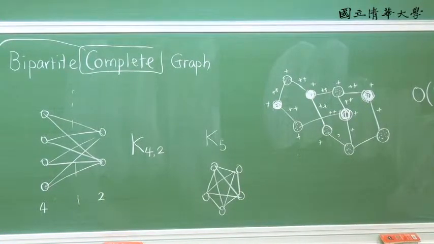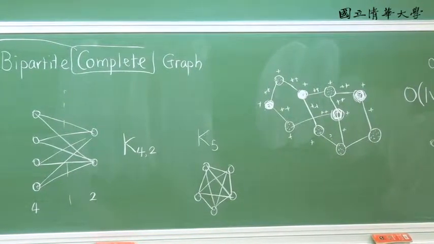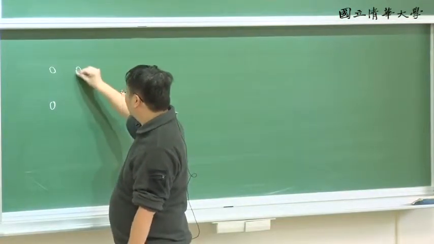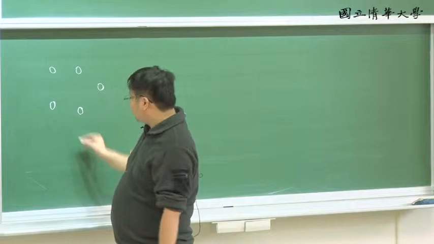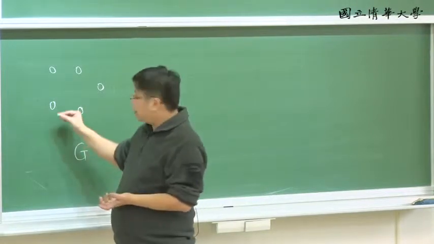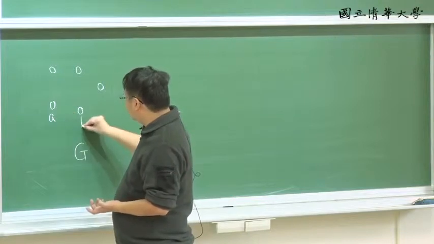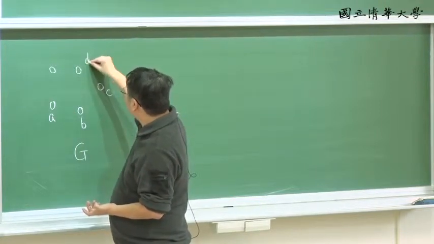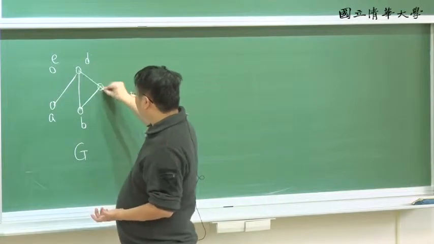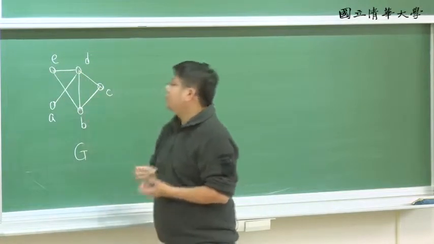Okay. So next, let us talk about another concept called subgraph. So what is a subgraph? Let's say this is a graph G. And let's say there are labels on the vertices. Let's call it A, B, C, D, E. And then A joins to D. So this is the graph G.